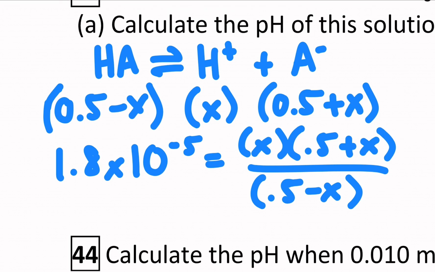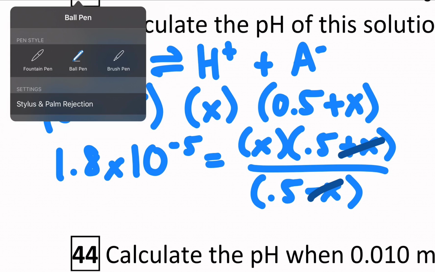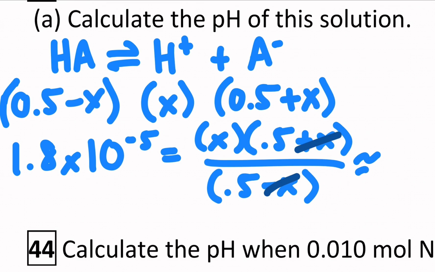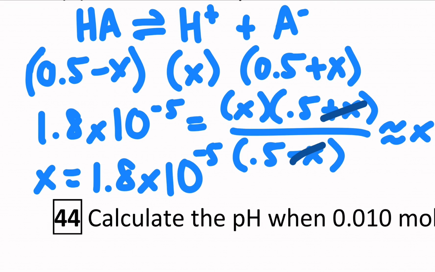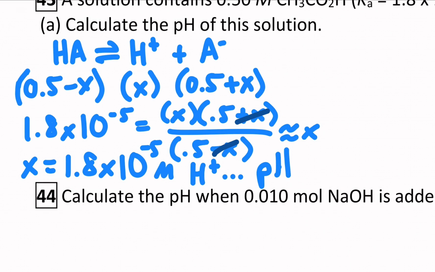And I could expand this and solve a big quadratic, but let's think first and then do the math. Ka is small, so I don't know how much this is dissociating, but it's probably not much. So compared to 0.5, that minus X is probably negligible. In fact, the plus X is probably also negligible. So we can get rid of both of those X's that are inside the parentheses, and this just becomes X. So that is my molarity of H plus. X is 1.8 times 10 to the negative 5 molar H plus. And if you want a pH, you just take the negative log. When you take the negative log of 1.8 times 10 to the minus 5, you get 4.74.